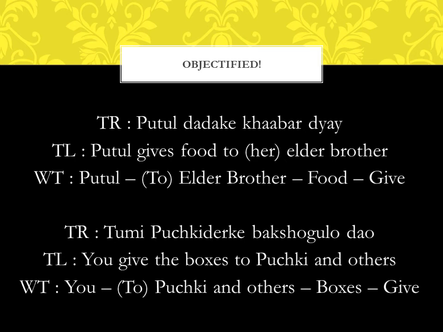The reason is when we say Puchki derke, we mean Puchki and group. So we imply all the people who are accompanying that person. Let's say Puchki has come to this place with five of her friends. I may not know the name of all those people, so I will just refer to them as a group with Puchki as the central figure. So when I say Puchki derke, I mean Puchki and her group. That is the meaning of Puchki derke.